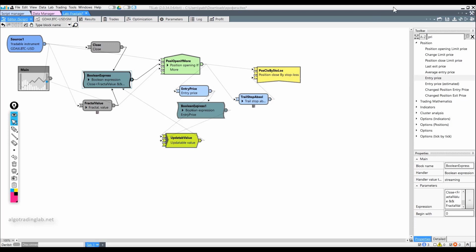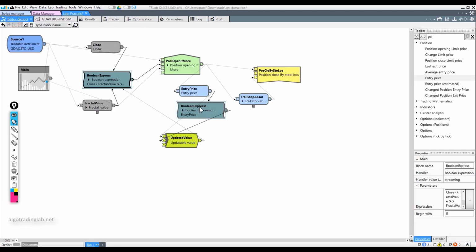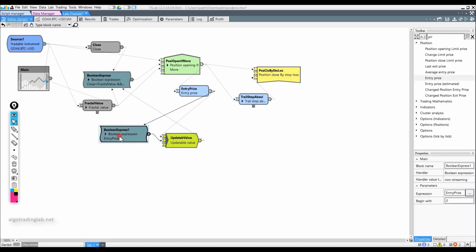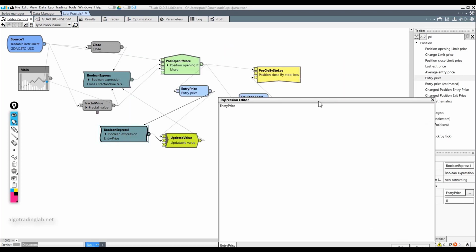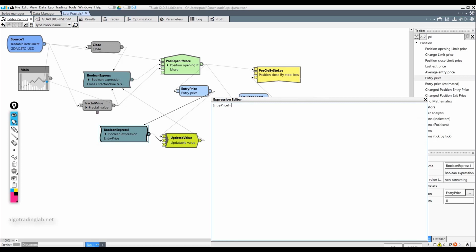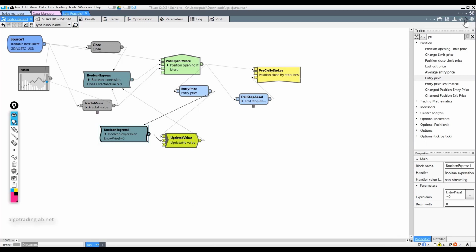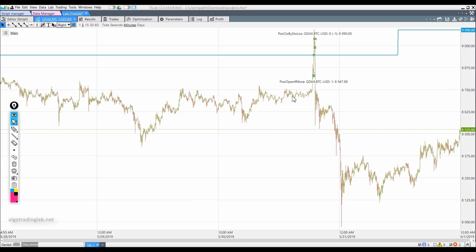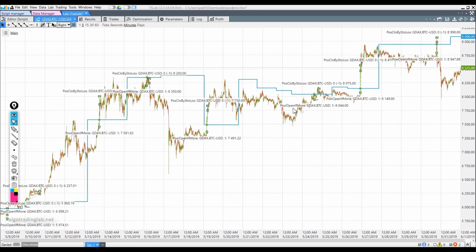Okay. We have an error somewhere. Let's check. Notice that we didn't finish our statement here. So we need to add that the price should not be equal to 0. Okay. Now you can see that there is only one trade per level. It's up to you whether you need it or not, but this is how this problem is solved.